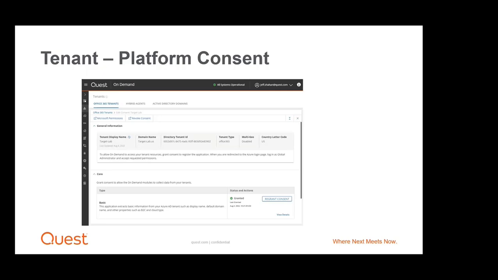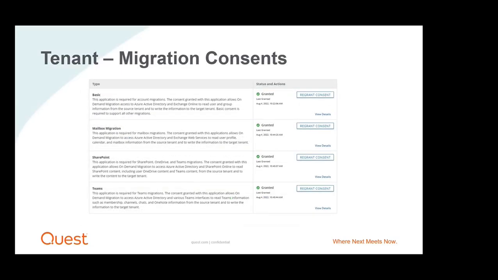This is a view of the tenant consent pane. So once I've added a tenant, if I click on Add Tenant, it will pop up with a modern authentication dialog box. You present those global admin credentials, and as soon as you've done that, you have this first entry. This is the on-demand consent. After that, you have to grant 4 additional consents for the migration tool itself.